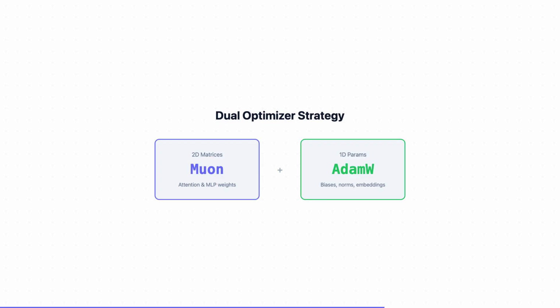For 2-dimensional weight matrices, the big parameter tensors, it uses Muon. For everything else, biases, layer norms, embeddings, it uses the standard AdamW. The training loop is time-based, not step-based. It runs until the wall clock hits 5 minutes. The first 10 steps are excluded for CUDA kernel compilation. The learning rate does a cosine warm down for the last 50%, and if the loss exceeds 100 or becomes NaN, the run aborts.